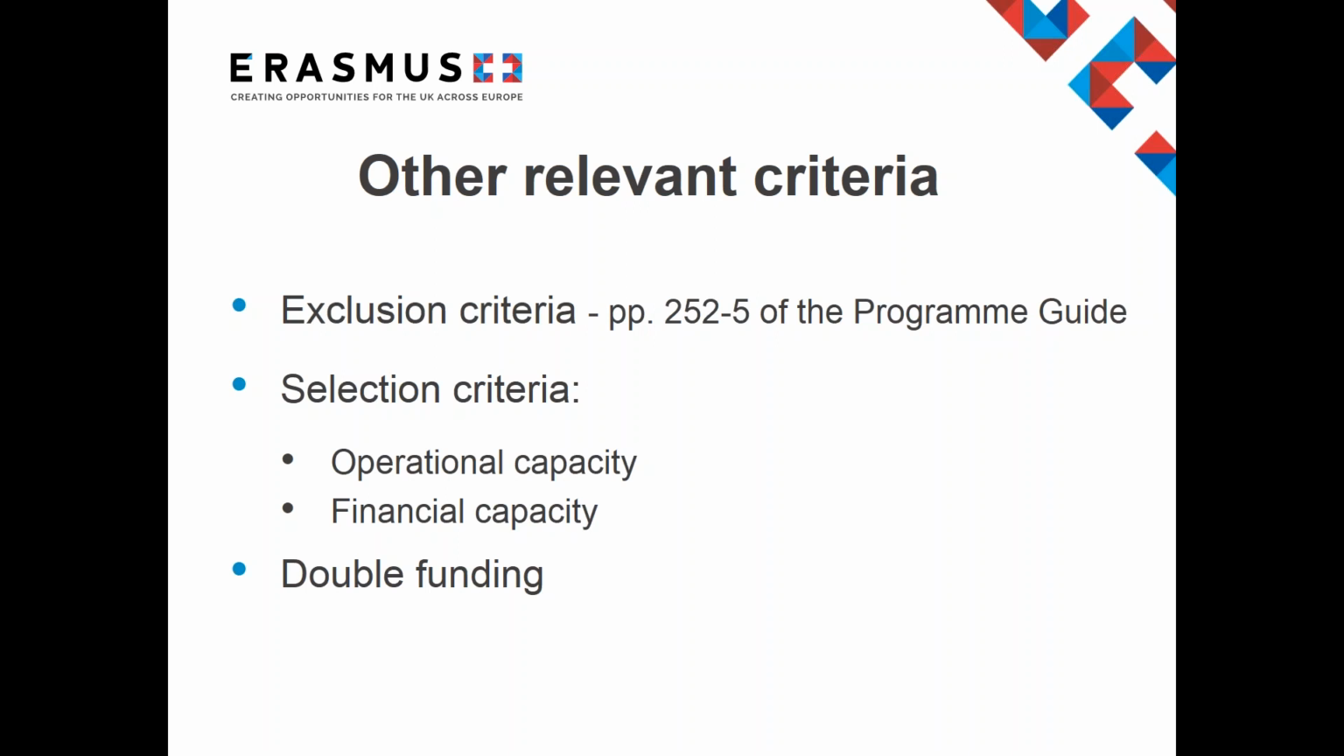The selection criteria. These are the operational capacity and financial capacity. In terms of operational capacity, applicants need to demonstrate they have the capacity to successfully deliver Erasmus Plus projects and administer them in accordance with the grant agreement and the 2019 Programme Guide. The assessment of organizational capacity will consider elements like the roles of staff involved in delivering the planned projects and the past history of the applicant in delivering EU-funded projects.